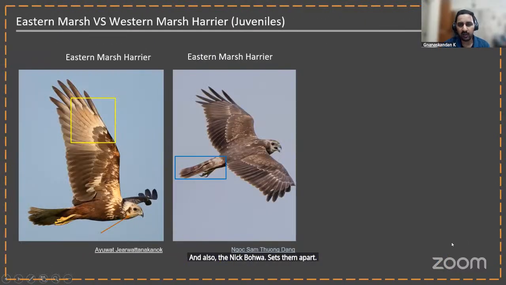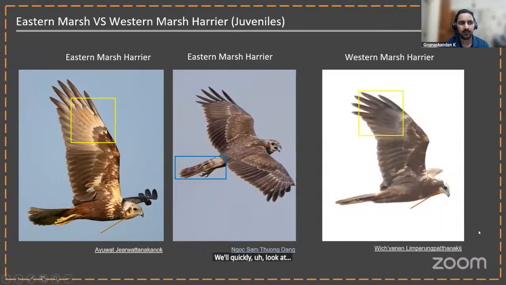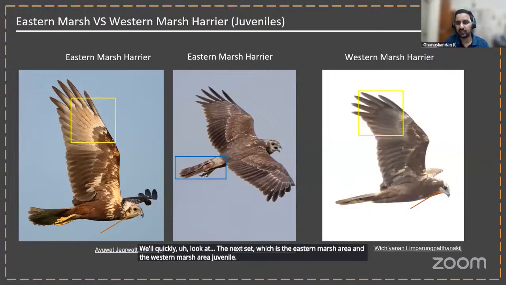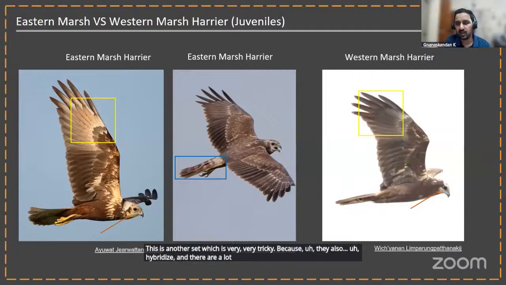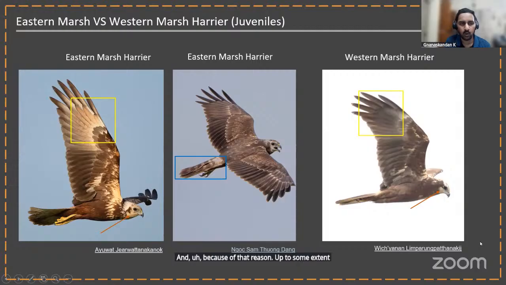We'll quickly look at the next set, which is the Eastern Marsh Harrier and the Western Marsh Harrier juvenile. This is another set which is very, very tricky because they also hybridize, and there are a lot of intergrades. Because of that, only up to some extent can we narrow down the Marsh Harrier juveniles. So on the left, it is the Eastern Marsh Harrier. This one is the Western Marsh Harrier juvenile.